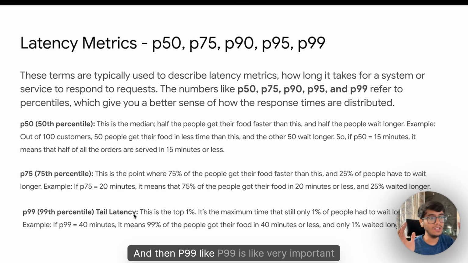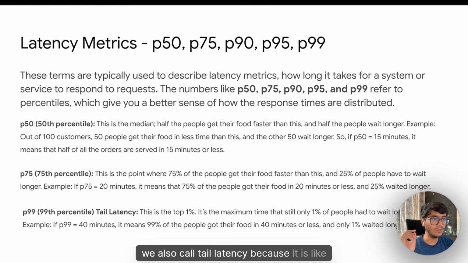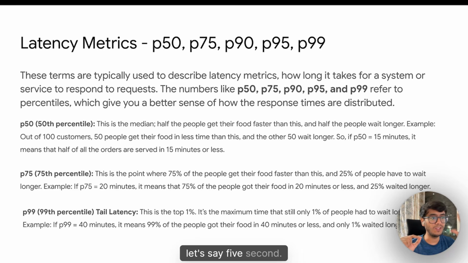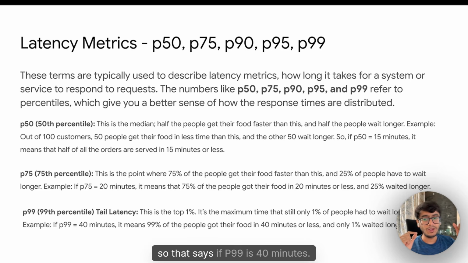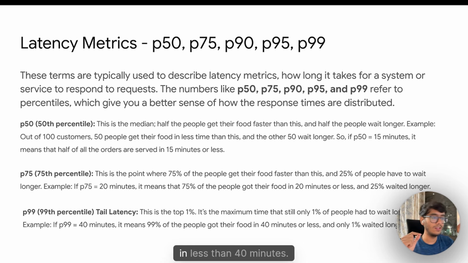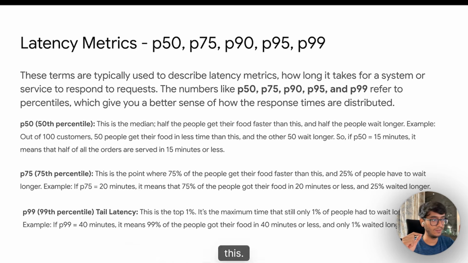And then P99 is a very important metric, and we also call it tail latency, because now we have more confidence when we talk about our API. Let's say for a get food API in a restaurant, P99 is, let's say, 5 seconds, or let's say 40 minutes. Let's give some realistic numbers. So if P99 is 40 minutes, it means 99% of the customers receive their order in less than 40 minutes, and only 1% of people had to wait longer than this, right?